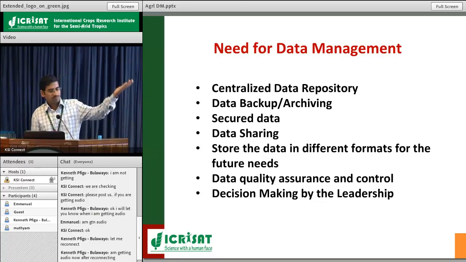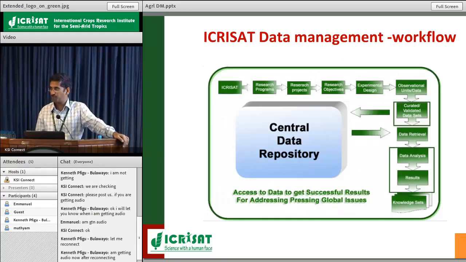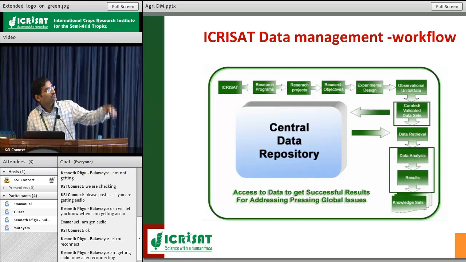This is a typical flow. We get the data from different research projects, specific to research objectives, and it comes to the central data repository after the curation.